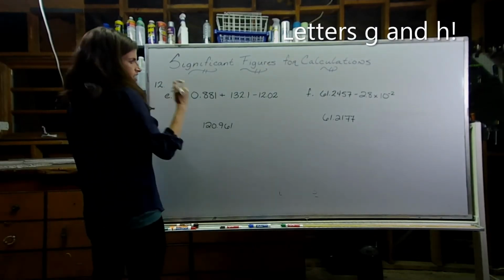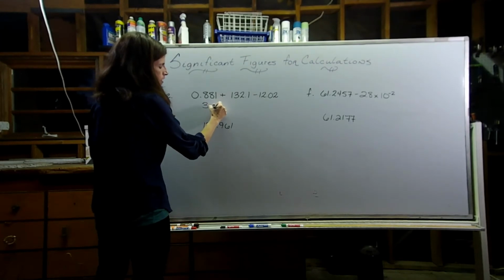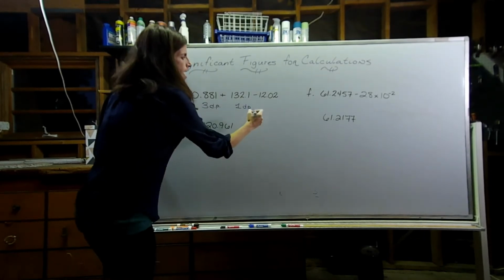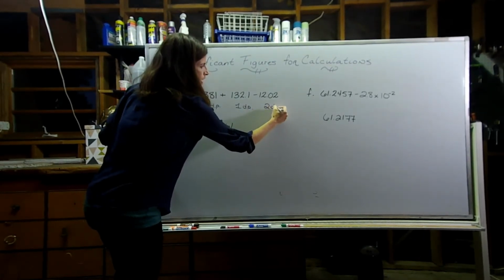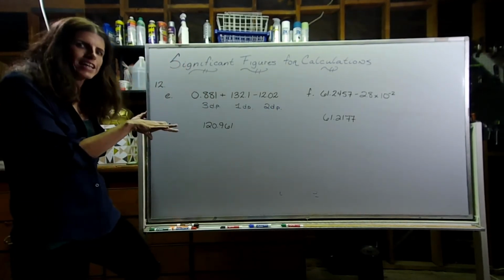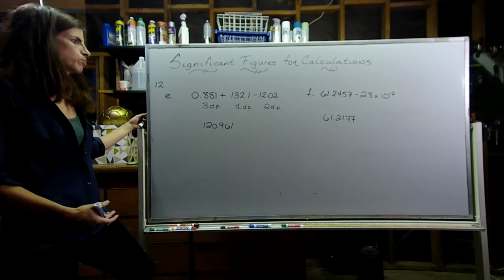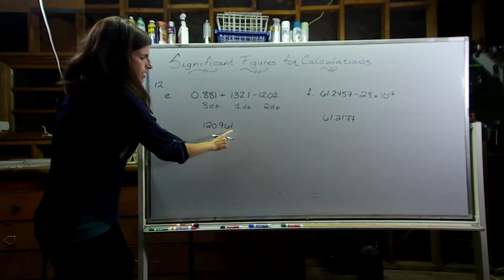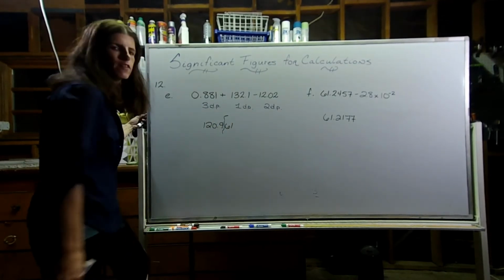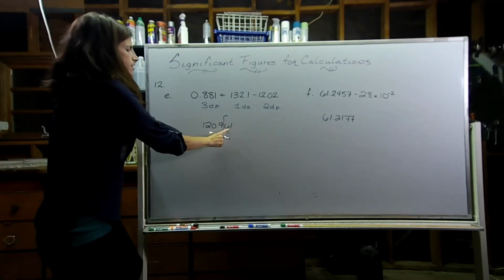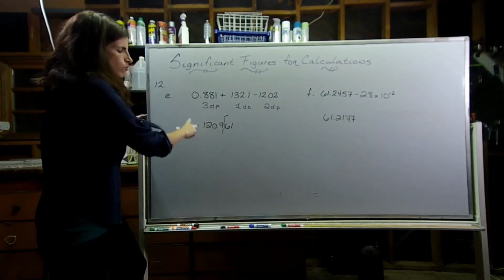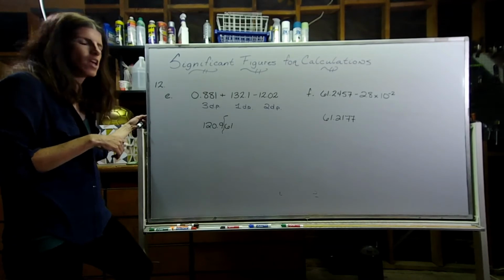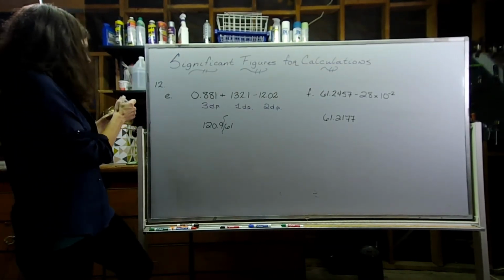So on letter E, we have 3 decimal places here, 1 decimal place with our second value, and 2 decimal places with the third value. Since I'm just adding and subtracting, I'm going to go with the least number of decimal places, which is 1 decimal place. So my answer was 120.961, but I want to cut it off after 1 decimal place. The 6, however, is going to cause me to round up. So that's going to round up to 9, which we're going to get 121. Still have 1 decimal place.